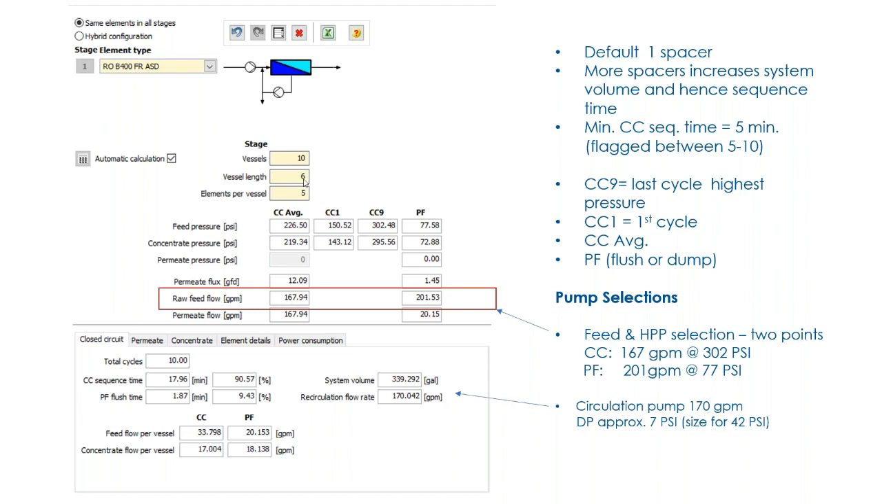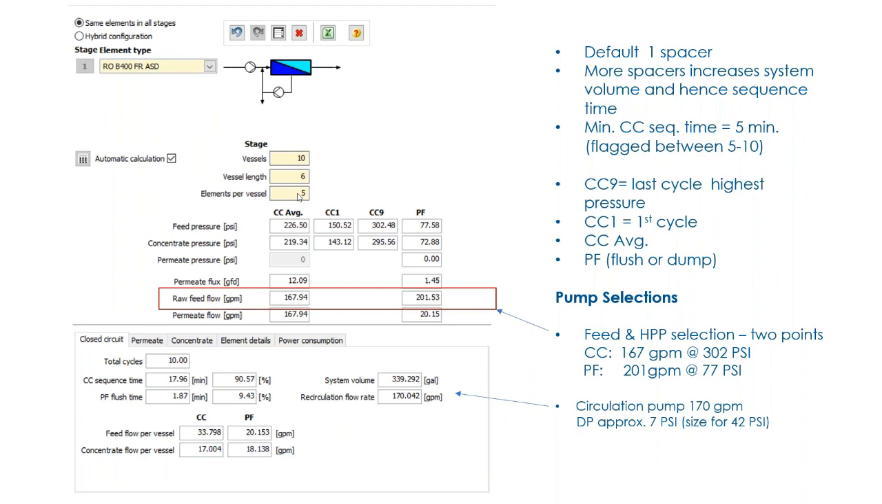Our default is a pressure vessel length of 6 membranes, or 6M. But by default, we only put 5 membranes in that pressure vessel. The reason we do that is we create more volume. So recall, each cycle is the volume of the system divided by the circulation flow rate. If you have more volume, that means you have a longer sequence time. So the guideline is 10 to 40 minutes.